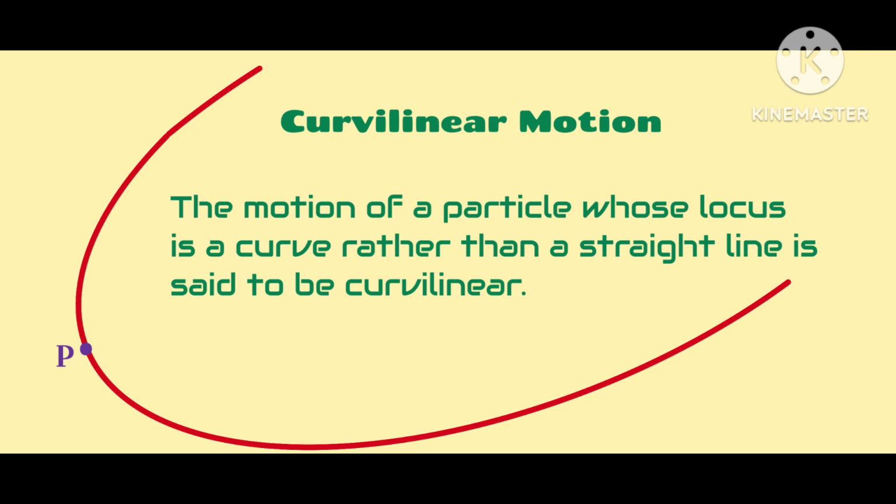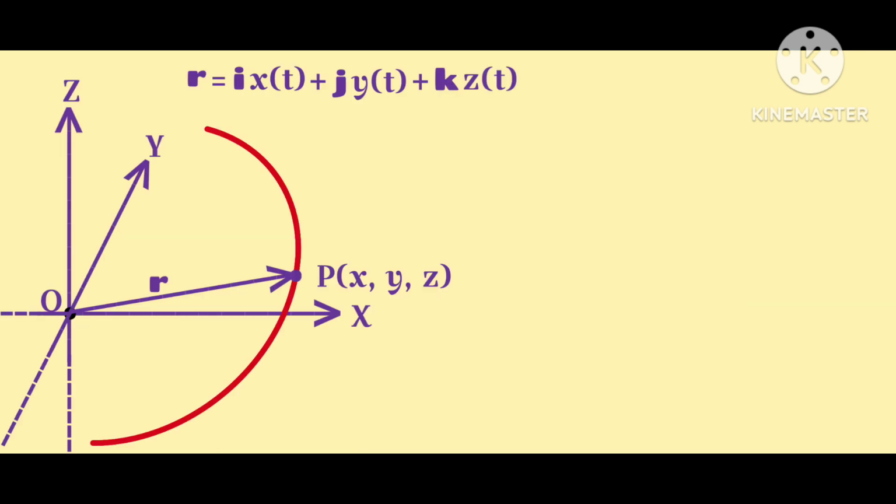Hello friends, let's get familiar with the terms related to the curvilinear motion of a particle. A particle that moves along a curved path is said to experience a curvilinear motion. Let's take the Cartesian frame of reference with O being the origin. The red curved path is traced by a particle whose instantaneous position is P with coordinates x, y, z.